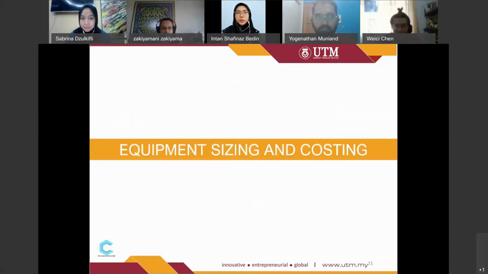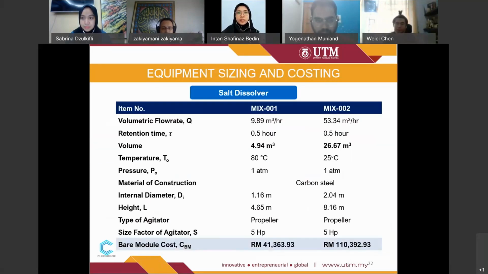So next is the equipment sizing and costing. The first equipment is the salt dissolver. We have 2 salt dissolvers in our plant. The first one is 4.9 cubic meters with 41,000 ringgit for the costing, and another one is 26 cubic meters with 110,000 ringgit for the costing.